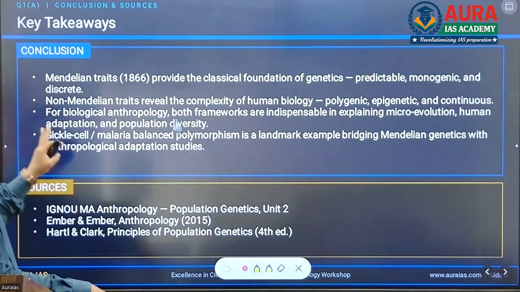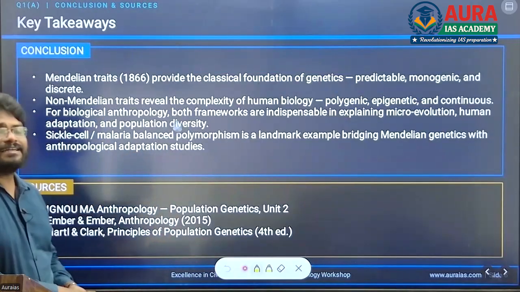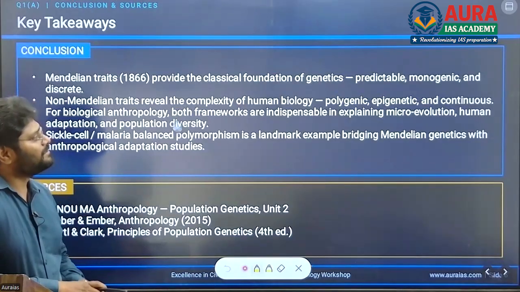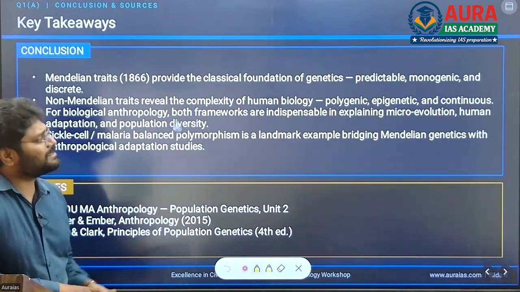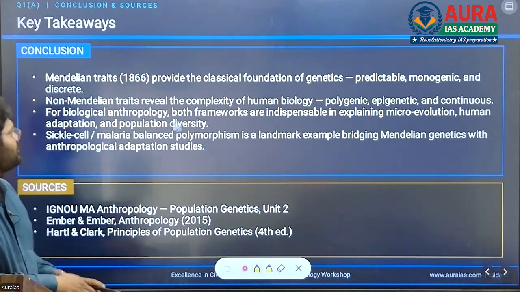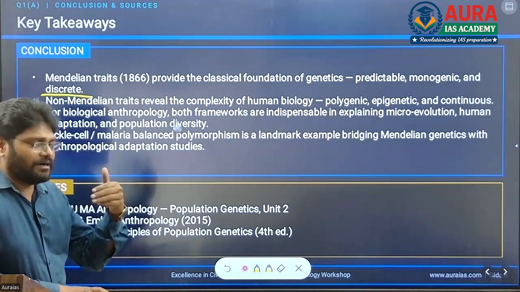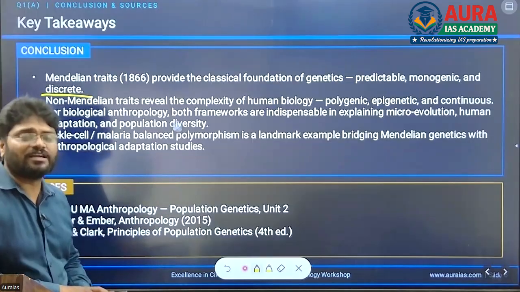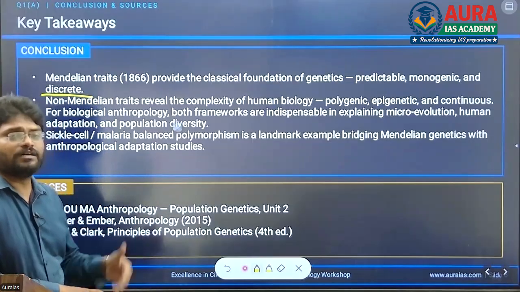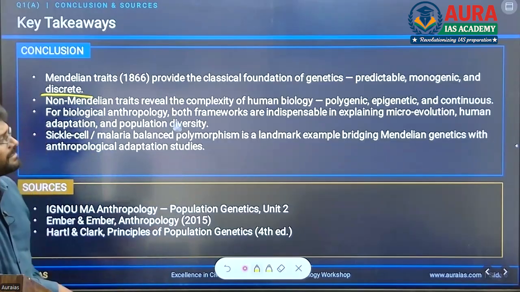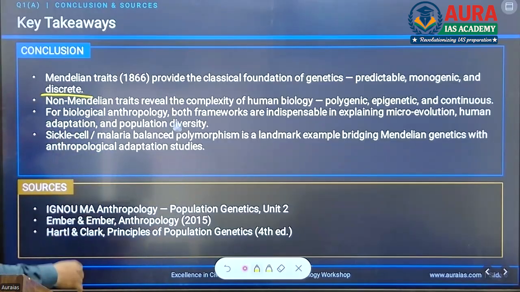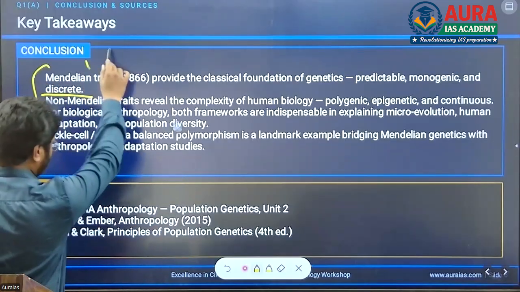So conclusion: Mendelian traits gave the foundation for genetic studies because of high predictability, being monogenic, and discrete in nature. Non-Mendelian traits give us knowledge for understanding human complexity in the form of polygenic, epigenetic and continuous traits. So both are important. This is how you have to write the conclusion.